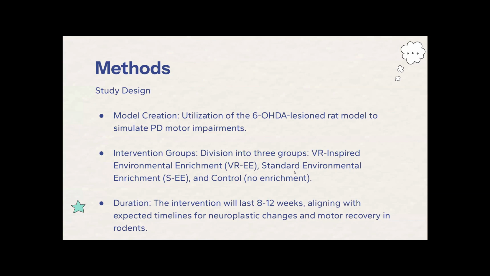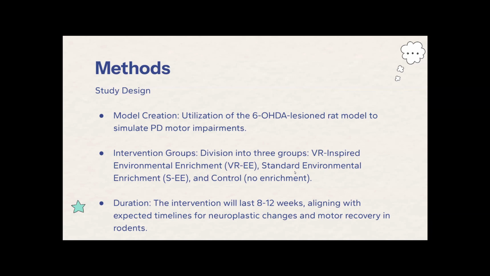So the methods and the study design for our methods was model creation. So first, we wanted to utilize the 6-OHDA lesioned rat model to simulate these. And this specific rat model is a Parkinson's disease animal model that has been used before. And we also plan to use groups.